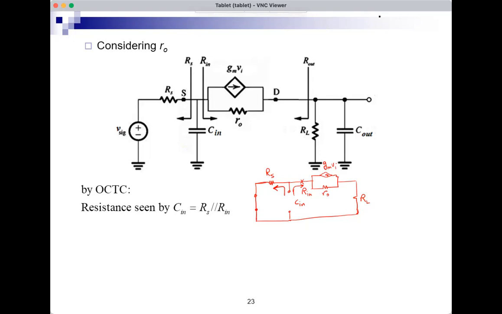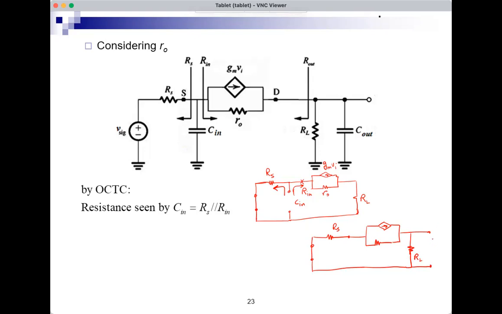For Cout, I open circuit Cin and set Vsig to 0. So this is Vsig, Rs. Now Cin is an open circuit, RO, gmVi, RL. And in this calculation of the resistance seen by Cout, RL stays in OCTC. There's nothing that says that you disconnect the load.